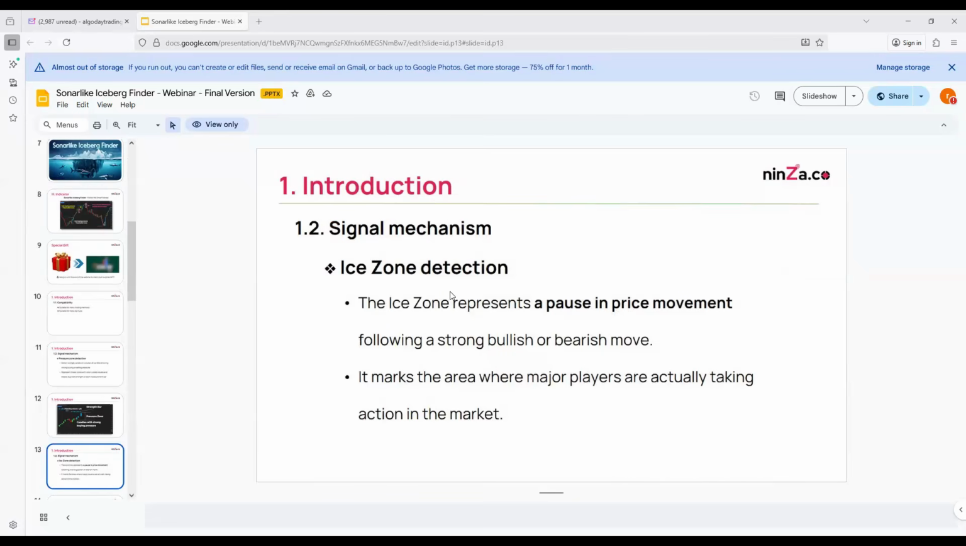Right. So the ice zones are then created when things come down a little bit. The market goes through more of a range consolidation phase, and it's really in those areas that we start to look for reversals.